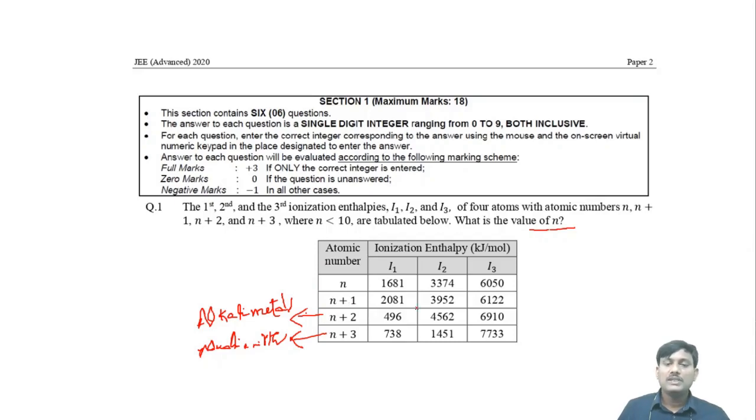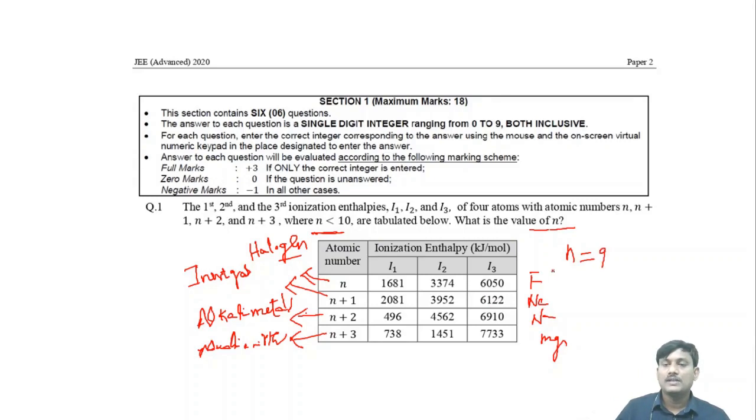Obviously n plus 1 will be an inert gas, and n will be a halogen. With n less than 10, what is the halogen? The halogen is fluorine. This is fluorine, this is neon, this is sodium, this is magnesium. So what is the n value? The n value is equal to 9.